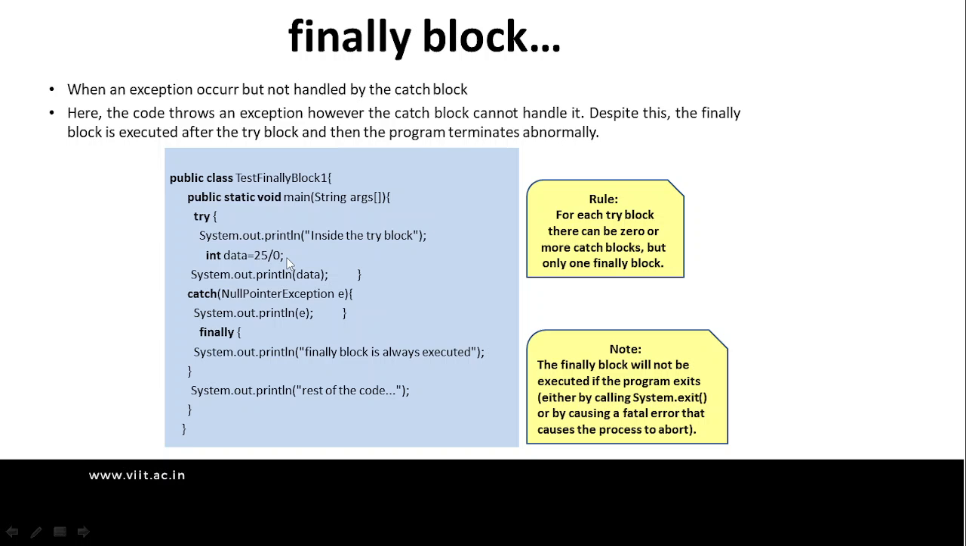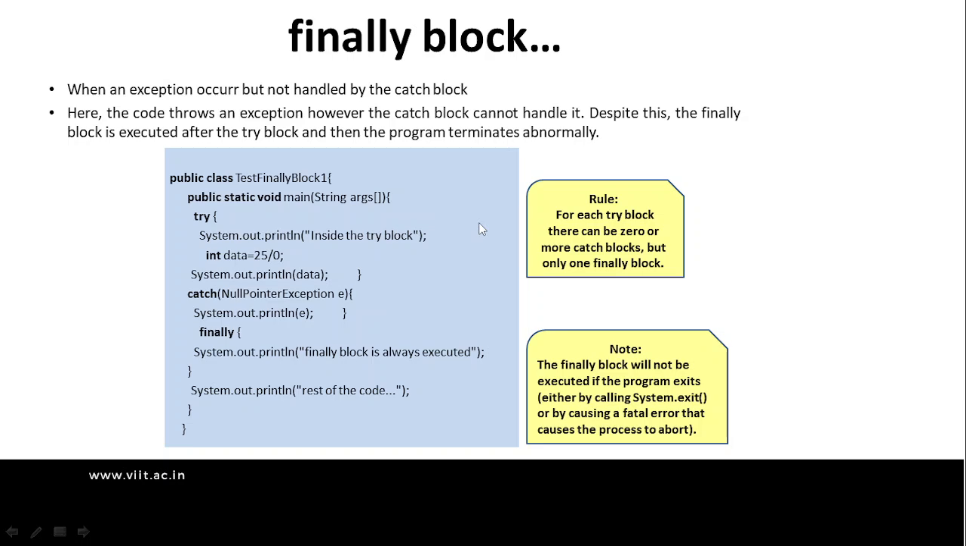In this case it is a divide by 0 exception, it cannot be handled by NullPointerException, and we have written there NullPointerException, but the finally block is still always executed. The rule is, for each try block there can be zero or more catch blocks, but only one finally block. For one try we can write many catches, but finally will be single. The finally block will not be executed if the program exits either by calling System.exit or by causing a fatal error that aborts the process.